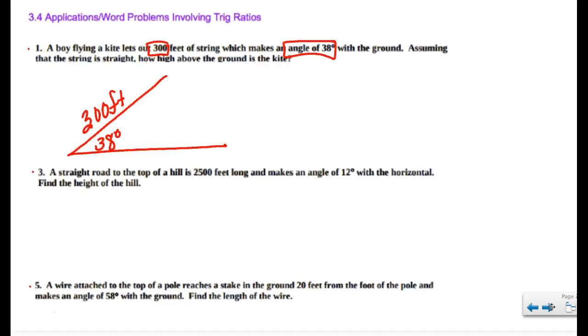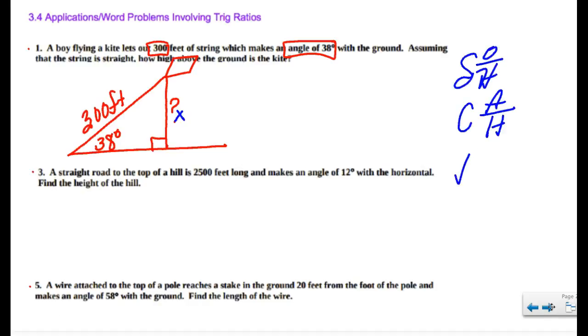And the question is, how high above the ground, let's go make a fake kite here, how high above the ground is the kite? So what I do is I'm going to call that x. I'm going to go through that whole process again. I've got my 3 trig functions, sine, so, cosine, ka, tangent, toa. I'm going to classify these. That's opposite the angle. This is the hypotenuse. I go grab the trig function that deals with those 2 side lengths, and I set it up.